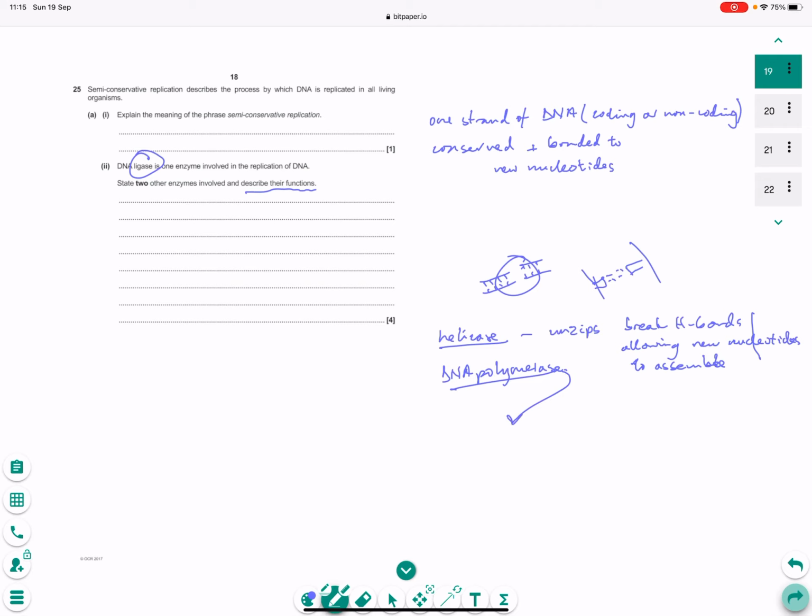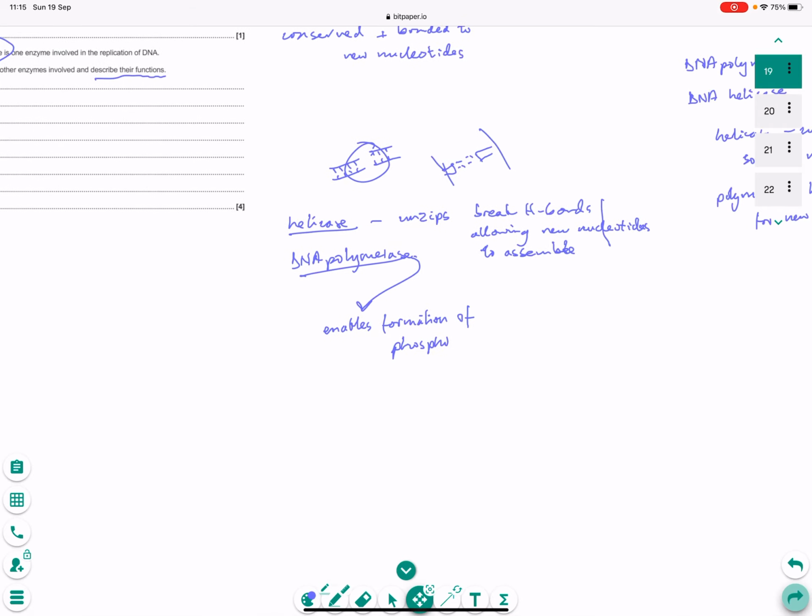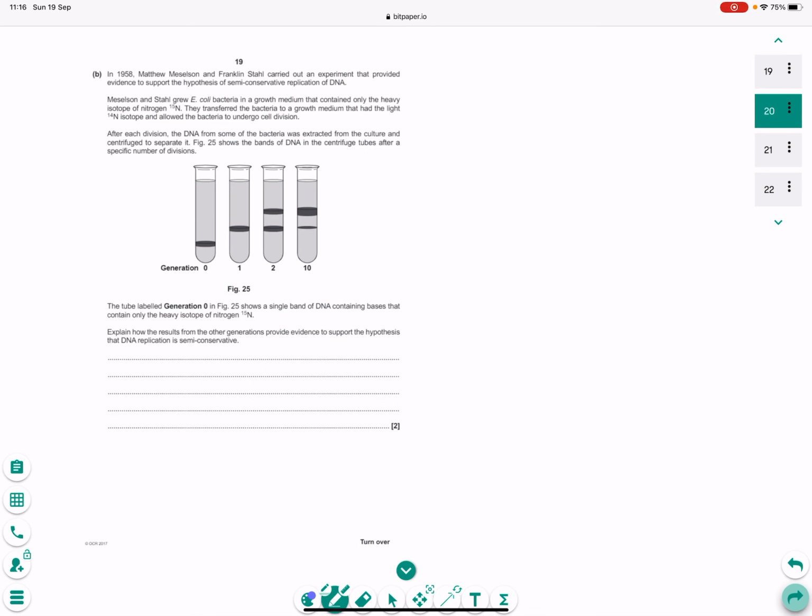This then rejoins the sugar phosphate backbone, so it enables formation of phosphodiester bonds. Let's just move this up a bit. It's getting hard to write down now. Okay.